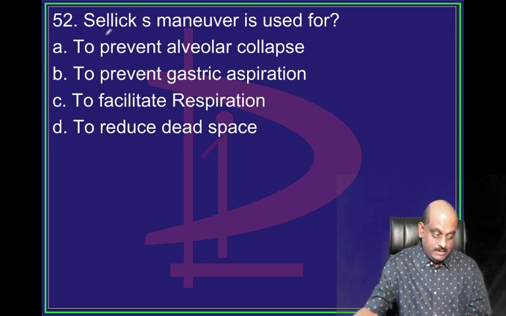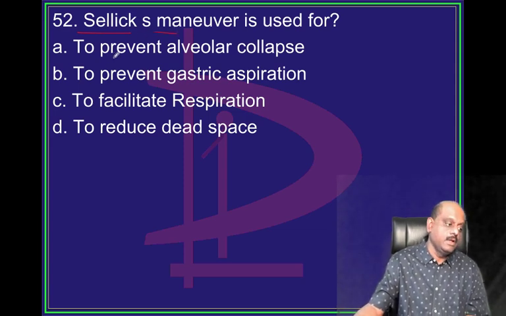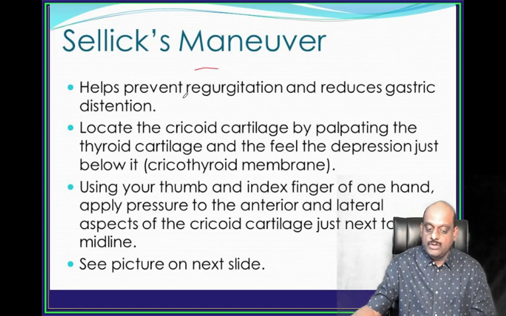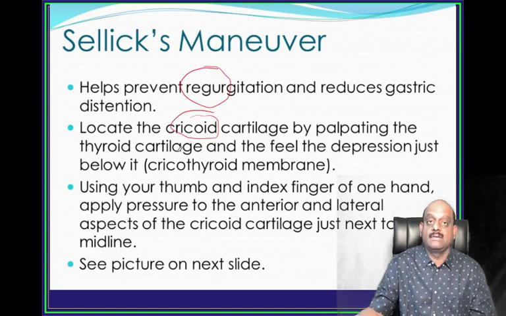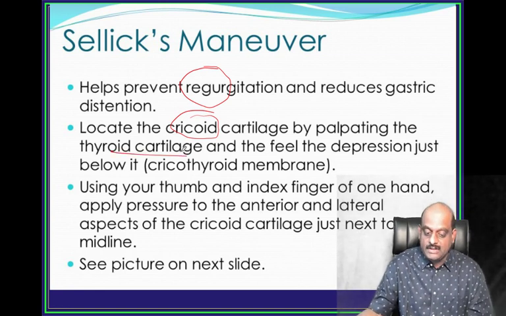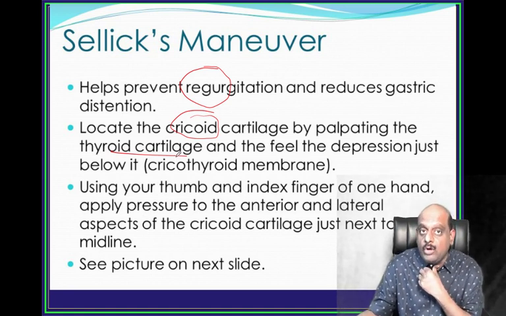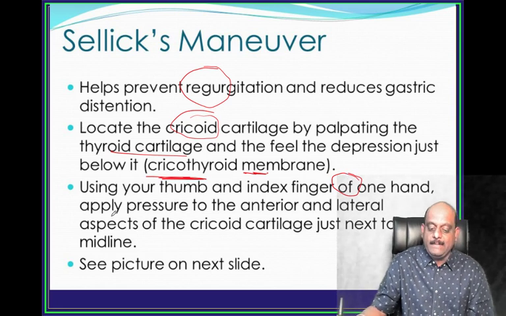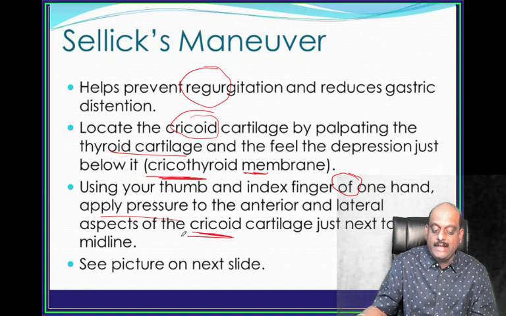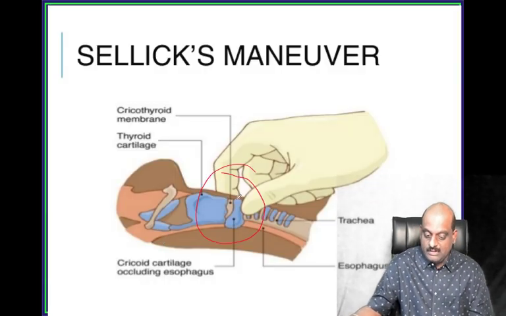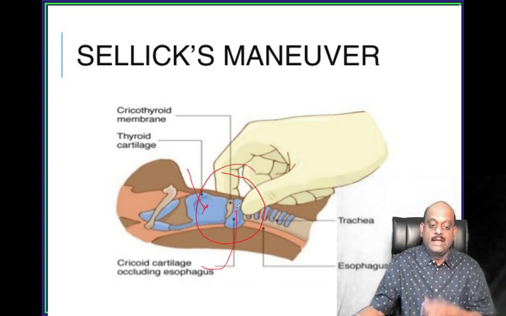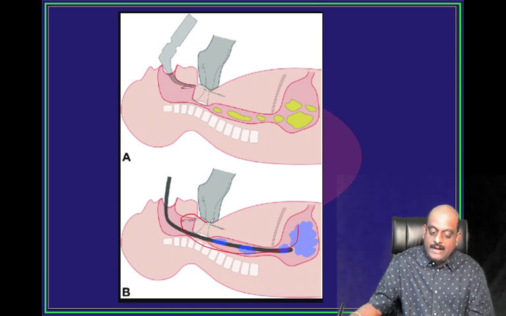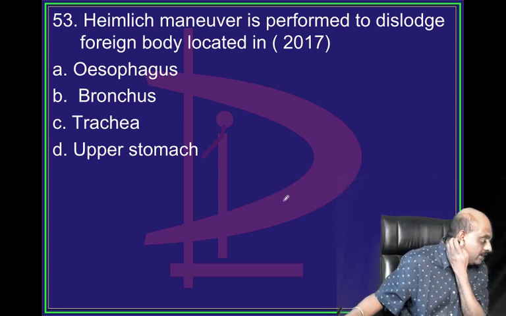Now, doctor, Sellick's maneuver, what is it used for? It is used to prevent gastric aspiration. So you locate the cricoid cartilage by palpating the Adam's apple, the thyroid cartilage, and you depress just below it, that is the cricothyroid membrane. Using the thumb and index finger of one hand, apply pressure to the anterior and lateral aspects of the cricoid cartilage. So like this. You can see this is the cricoid cartilage, this is the thyroid cartilage, and you are applying pressure so that you are preventing the stomach contents from entering into the trachea, which is called Sellick's maneuver.